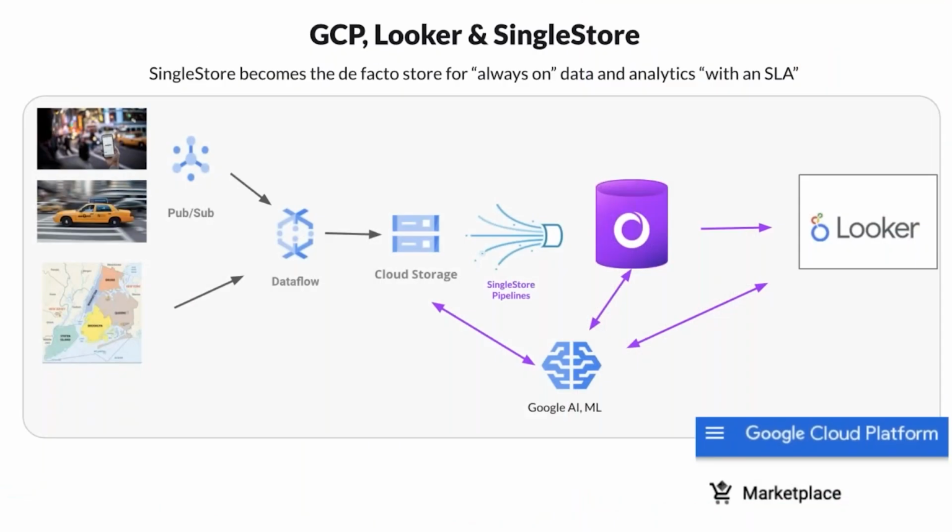So we're going to be doing something similar to what you see here. We're going to have live streaming data coming into PubSub. We'll consume also data from cloud storage, and we'll use Dataflow to pull that data off of PubSub and move it into Google Cloud Storage. And then we'll consume that with SingleStore pipelines, and we'll visualize and work in the BI component with Looker. So this is just a high-level topology of what we're going to be working with today.